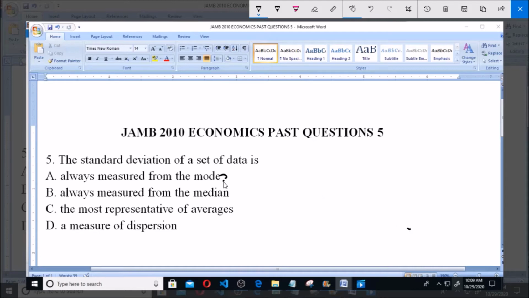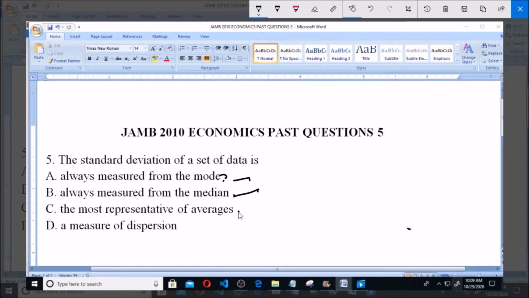So the mode is not part of the standard deviation because the mode looks at the most frequent occurrence of an item in a series of values. B. Always measured from the median. The median is the midpoint of a series of values. So the median is not the standard deviation of a set of data.